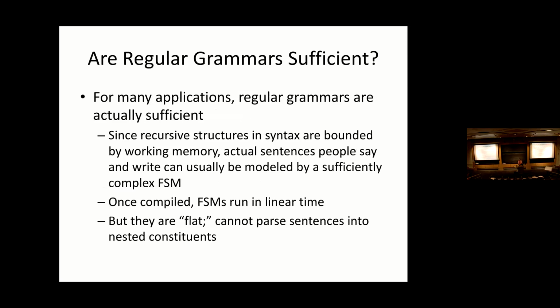But backing up, for a lot of applications, actually regular grammars are sufficient. Since these recursive structures in syntax are bounded by working memory, then actual sentences that people say and write can often be modeled by a sufficiently complex finite state machine. And once compiled, finite state machines run in linear time. This is much better than any of the context-free parsing algorithms. On the other hand, they're flat. They can't parse sentences into nested constituents, except branching off in one direction. The parse trees always look like this or this.